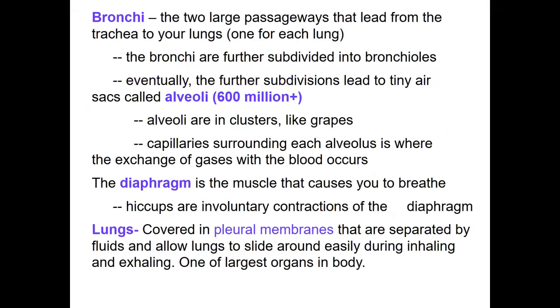Bronchi are the two large passageways that lead from the trachea to your lungs. There's one for each lung. Bronchi are further subdivided into bronchioles, and then that leads to tiny air sacs called alveoli, and there are over 600 million alveoli in your lungs. They're little clusters. The capillaries surround each one where gas exchange occurs with the blood.